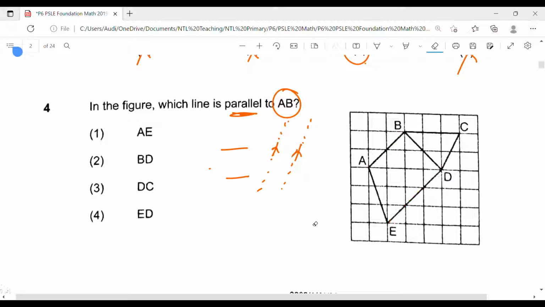What's another way to check? We check by doing this. You see here, this line cuts across, diagonally across the square. And then look here again, this line also cuts diagonally across. So these two lines are parallel. What's our answer? ED. So ED is our answer. Okay, I'm going to erase this.